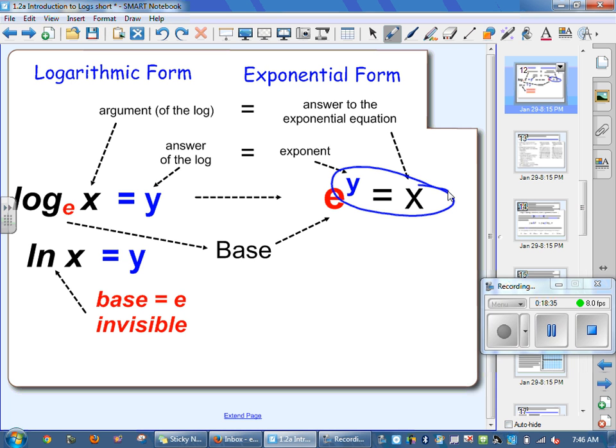I still have my same base e. I have my x as my argument. And then I have my y as the answer of my log, whereas it started as the exponent on the right-hand side. So now I'm going to just convert my left-hand side here.